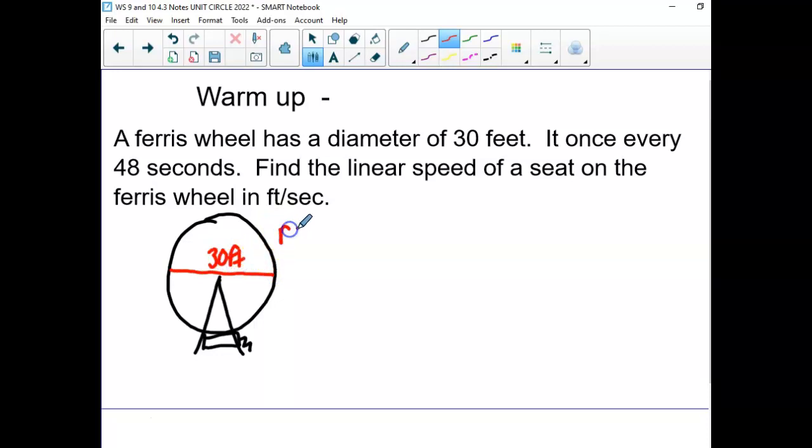Okay, what we need to know is this one has a diameter of 30 feet. We are going to need the radius. So what would the radius be, guys? 15 feet. Okay, whoops. Are we seriously going to have trouble with the pen again? We're going to say it rotates once every 48 seconds. So right now, it's going 1 revolution every 48 seconds.